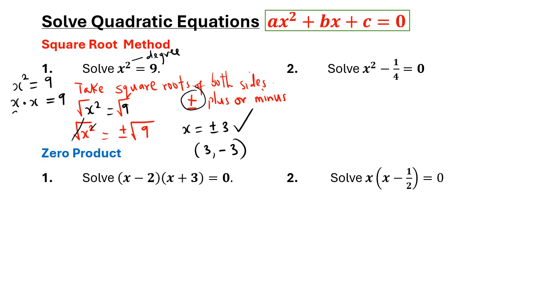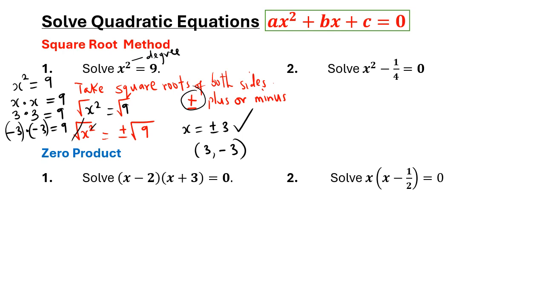We know that 3 times 3 equals 9, which means positive 3 times positive 3 equals 9. And we also know that negative 3 times negative 3 will also equal 9. Because of that, every time you take the square root of both sides of an equation like that, you have to introduce the plus or minus sign.